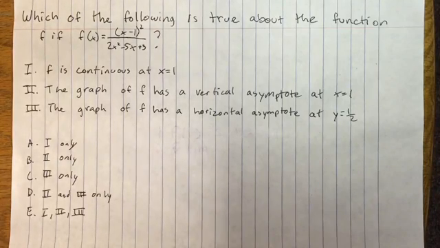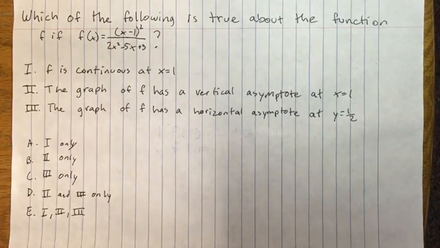Which of the following is true about the function f if f of x is equal to (x minus 1) squared over 2x squared minus 5x plus 3? 1. F is continuous at x equals 1. 2. The graph of f has a vertical asymptote at x equals 1. And 3. The graph of f has a horizontal asymptote at y equals 1/2.